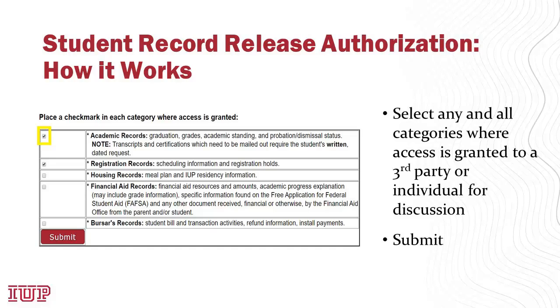Finally, the student selects any or all parts of their academic record where access is granted to a third party or individual for discussion. When the third party person or family member calls for information, they will be asked for the student's name, ID number, and keyword and security phrase. Once this information is provided correctly, we can discuss the information being requested.